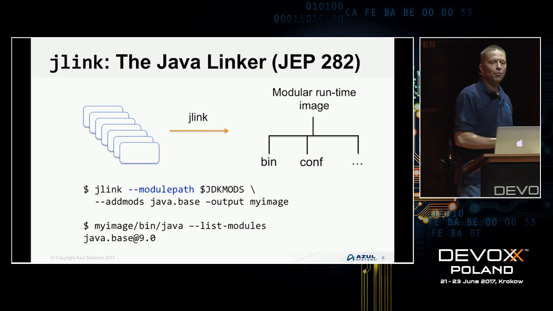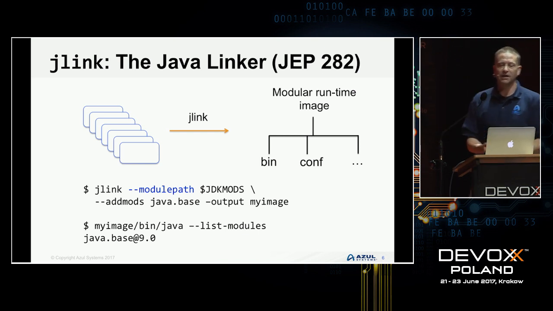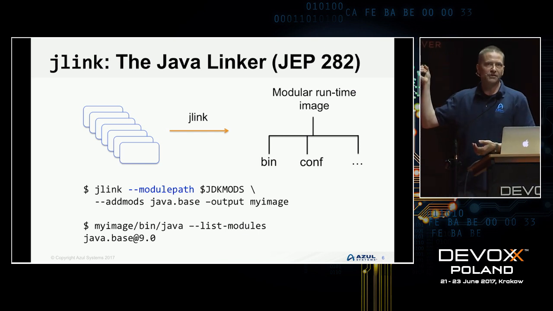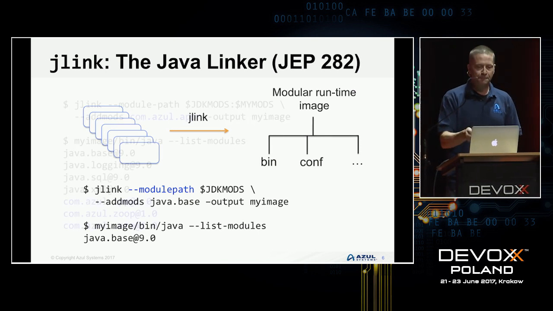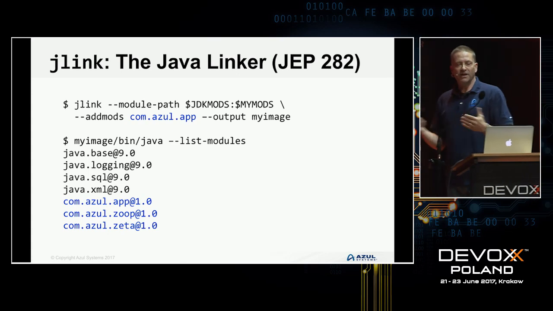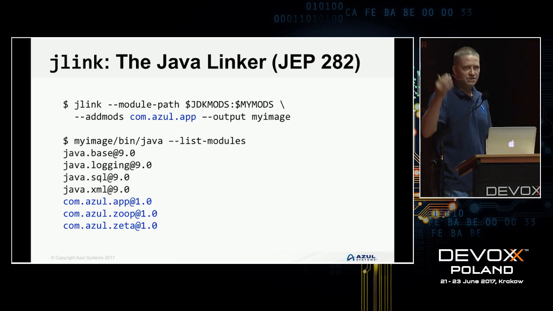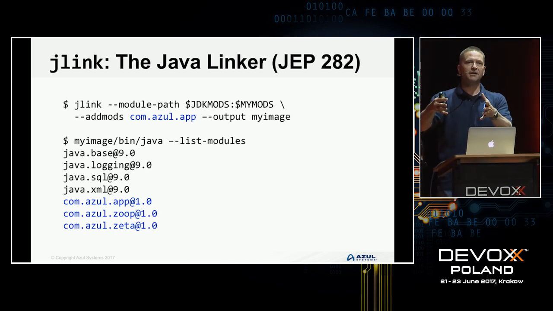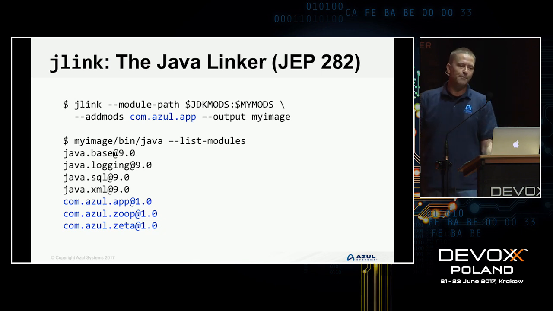So if we do a simple one here where we just use java.base, which is the module that you have to have in every single application, and then you run java from the directory that's being created for you, and you say --list-modules, you will see there's just java.base there. If we did that for a slightly more realistic example where we've got an application that's been developed as a module, we can simply specify the module for our application. All of the dependencies will be analyzed by jlink, and that will then create a list of modules that we can see there. So we've got java.base, logging, SQL, XML, app, Zoop, and Zeta.